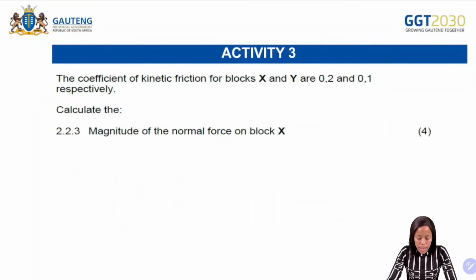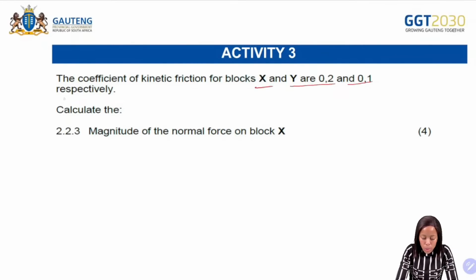Then it says the coefficient of kinetic friction for blocks X and Y are 0,2 and 0,1 respectively. So remember we said that we have what? Remember we said that we have friction. Why? Because of the key word what? Rough surface. So if they spoke of a smooth surface, then we know that we do not have what? We do not have the kinetic friction.